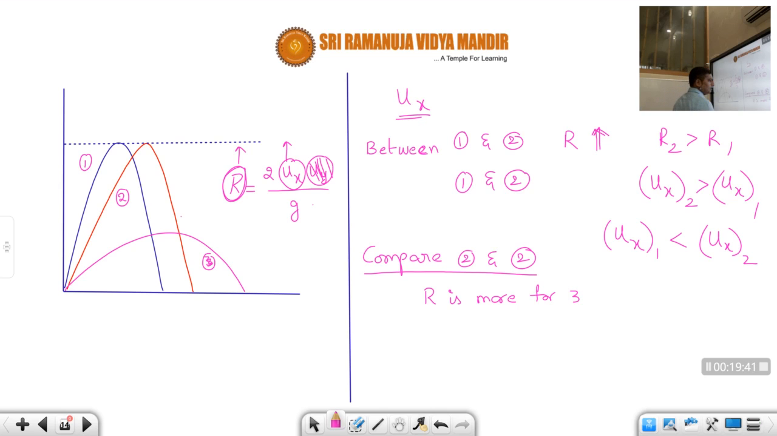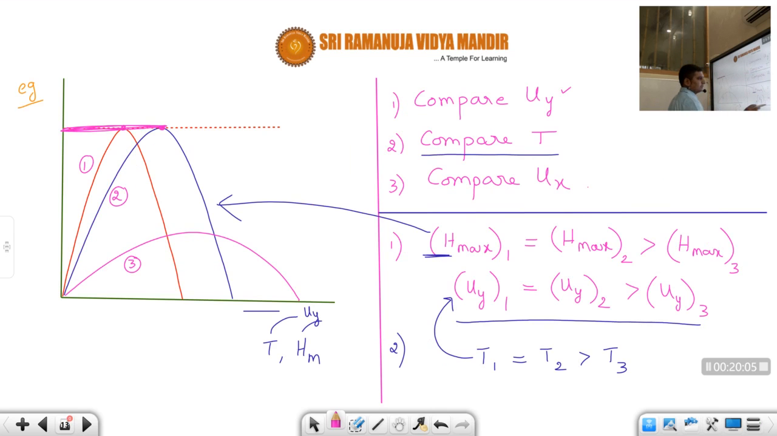Now we know the formula: R is equal to 2 times Ux into Uy by g. Now range is more for 3 means R3 is more than R2. Now what about the x component and y component? As far as the y component, we have the relation: y component of 2 is greater than y component of 3.